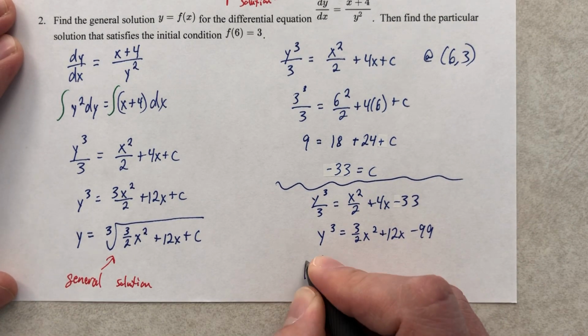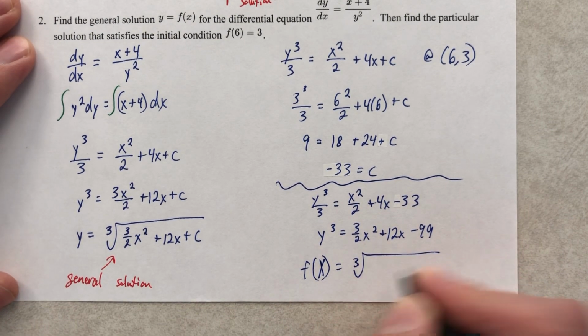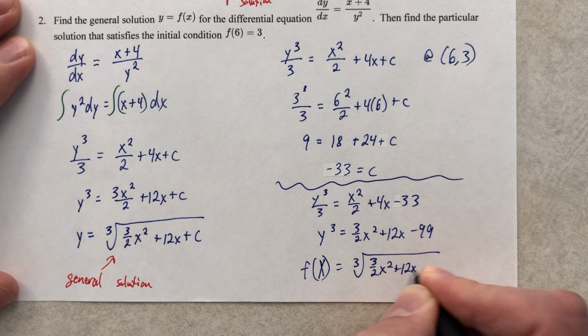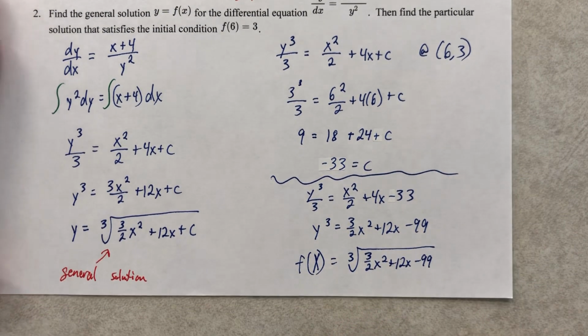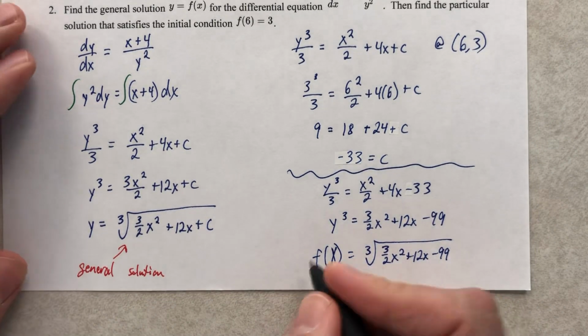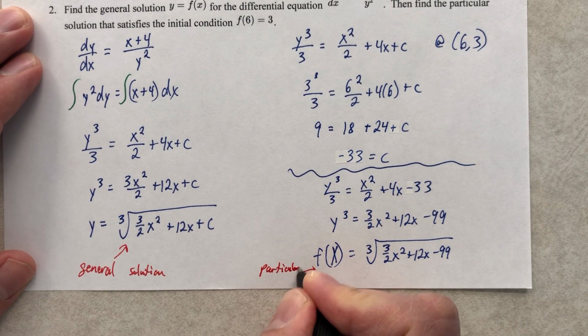So then I will cube it. Let's go ahead and call it what it is. When I cube it, I have my function. So f of x equals the cube root of 3 halves x squared plus 12x minus 99. That is, let's write it down just because I feel like it. That, my friends, is the particular solution.